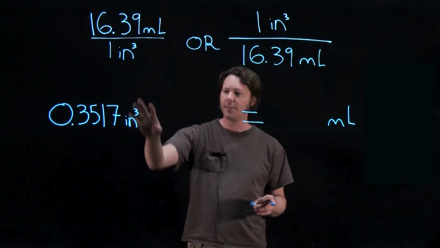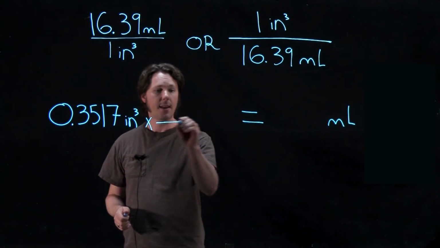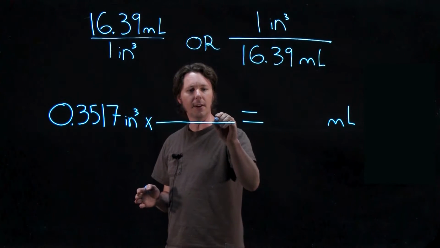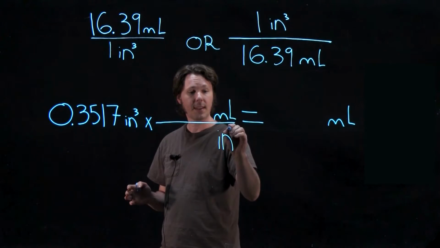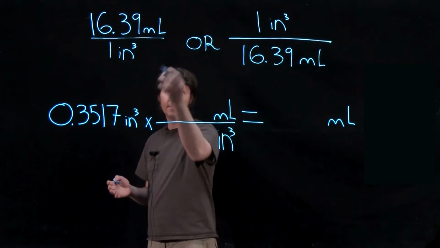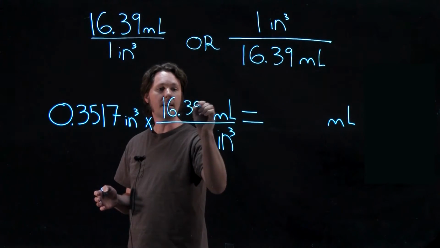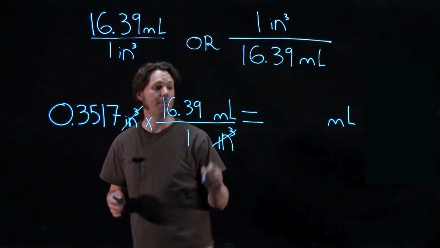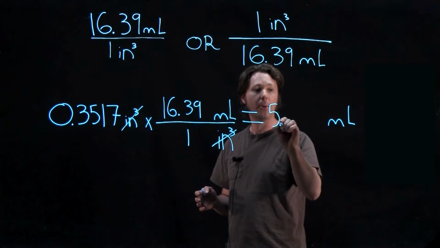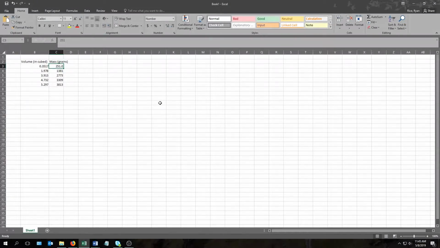Now since we need to cancel cubic inches to leave milliliters, this tells us that we multiply by something that has milliliters on top and cubic inches on the bottom. And therefore, it's going to be 16.39 milliliters over 1 cubic inch. Cubic inches cancels, and that leaves us with 5.764 milliliters.